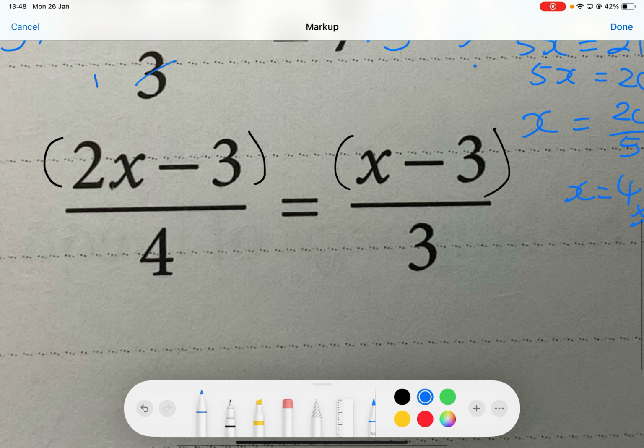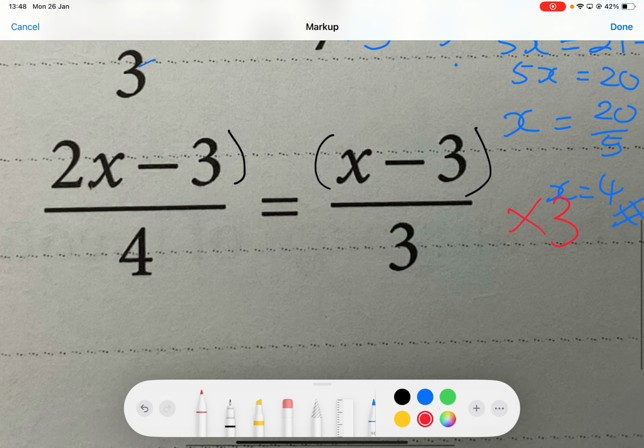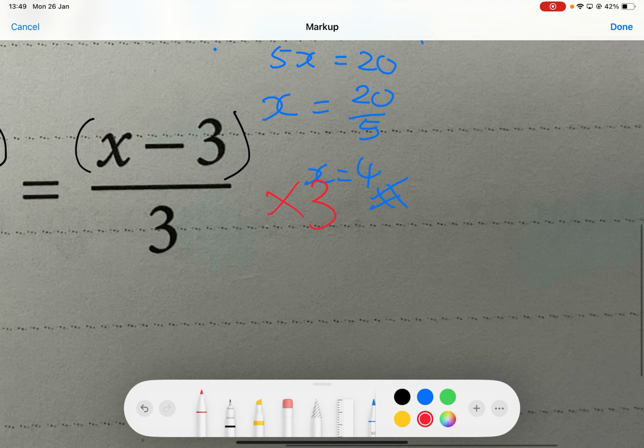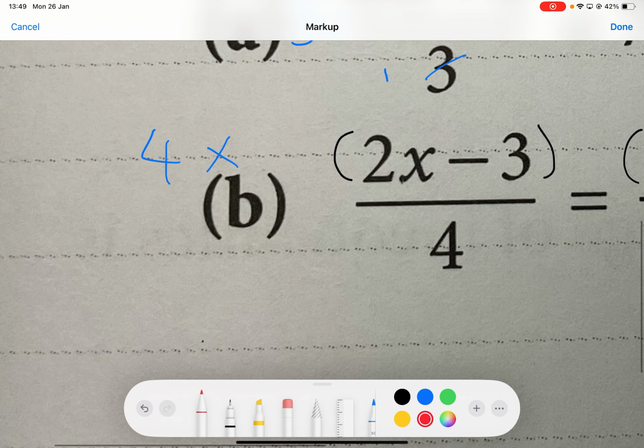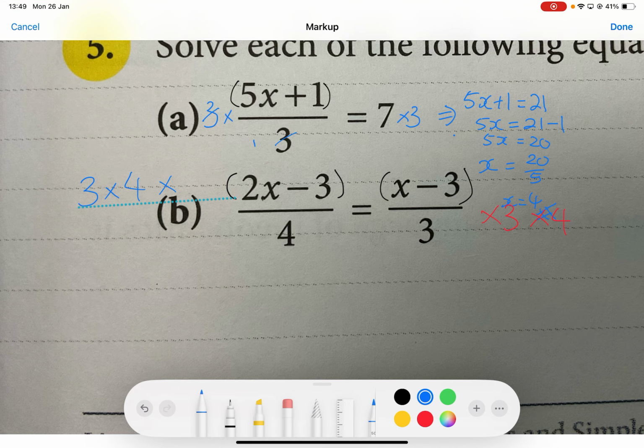Okay? But if I only look at the right, what do I have to do to make it not a fraction? Times 3. Okay? So if I times 4 at the left, I also must times 4 at the right. If I times 3 at the right, I also must times 3 at the left. Okay? So the idea is the same one. I want to make it not a fraction anymore. So I multiply 4, I multiply 3.